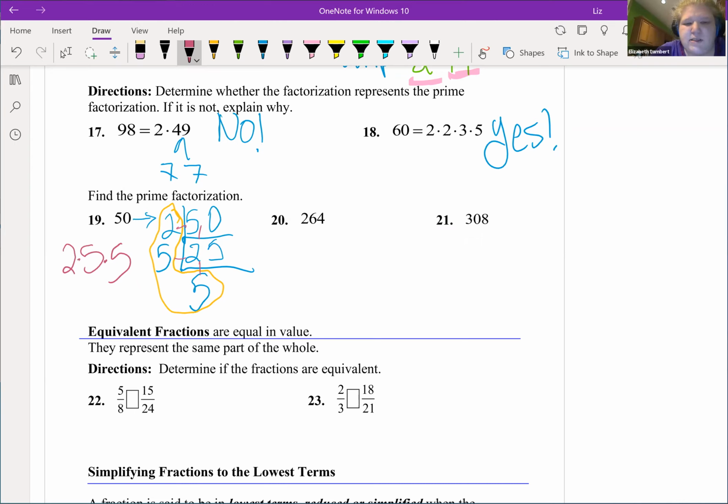All right. So 264 now. That's going to be big. So that's 6, 7, 8, 9, 10, 11, 12. Ooh, it's divisible by 3.